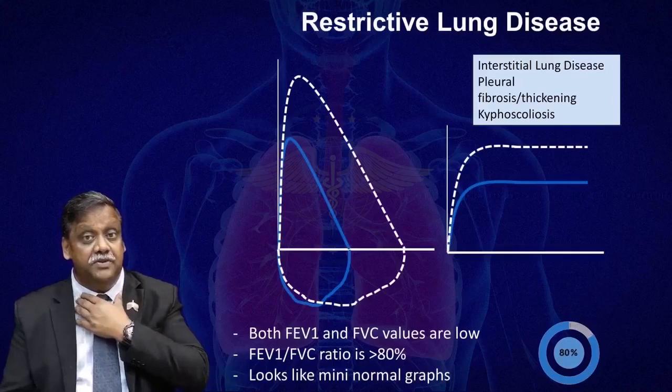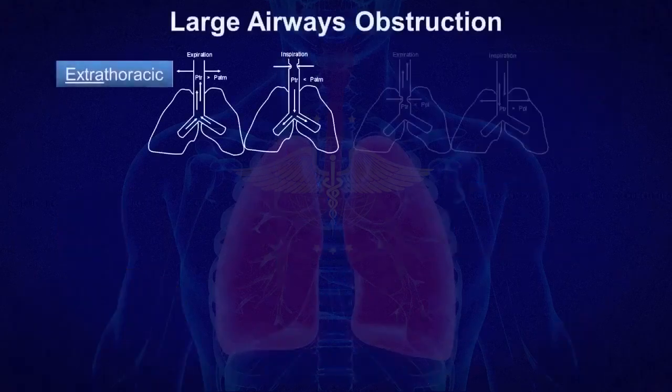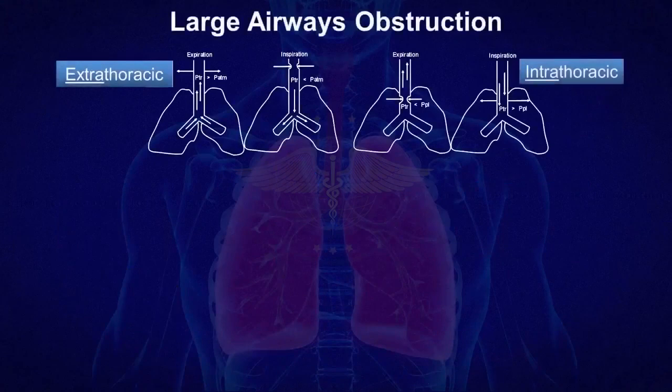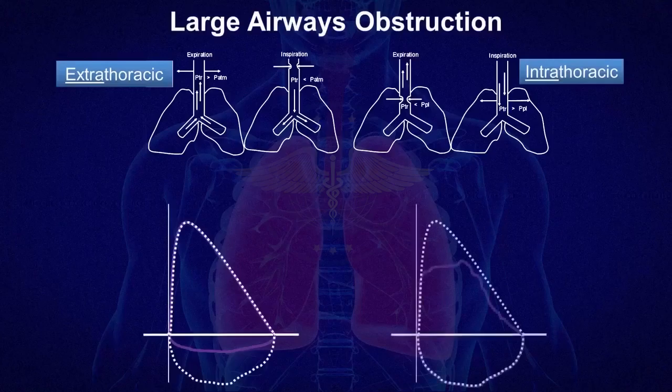You can also use a spirometer to diagnose a large airways obstruction, whether it is extrathoracic or intrathoracic. If it is extrathoracic, then you can see that the inspiratory part of the curve is affected, and if it is intrathoracic, then the expiratory part of the curve is affected. So, by just looking at which curve is affected, the inspiratory one or the expiratory one, you can clearly understand whether this is intrathoracic or an extrathoracic large airways obstruction.